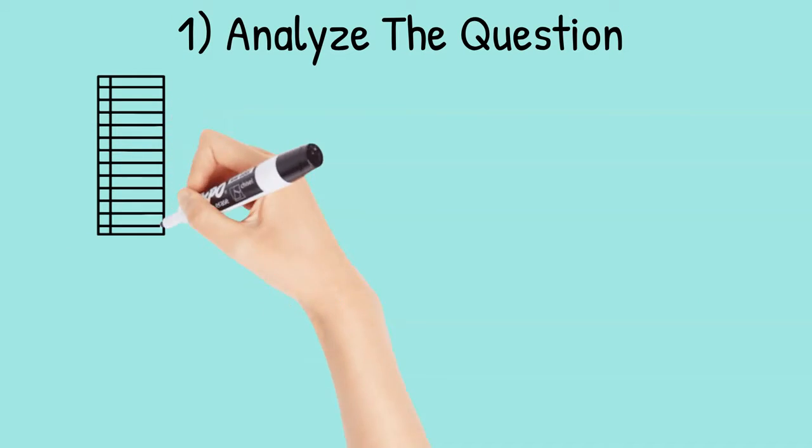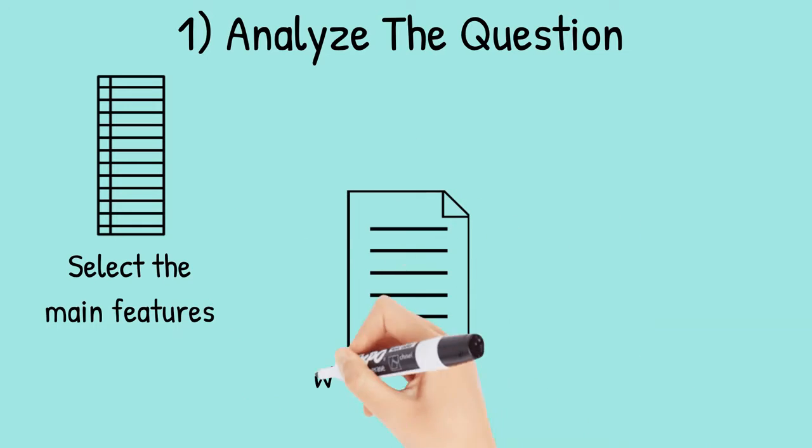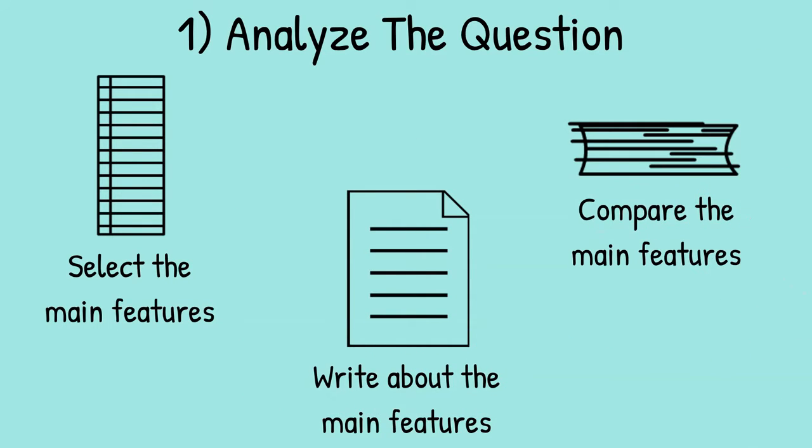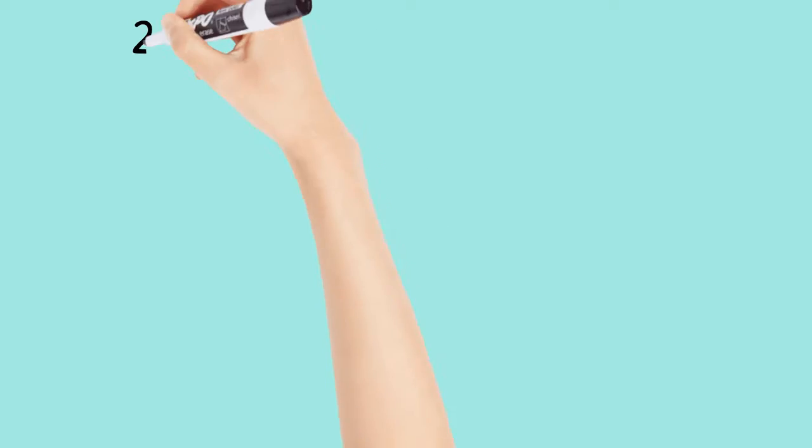You must do 3 things: select the main features, write about the main features, and compare the main features. All 3 tasks refer to the main features of the graphic. You do not have to write about everything. Just pick out 2 or 3 key features and you will have plenty to write about. The next step is to identify the main features.